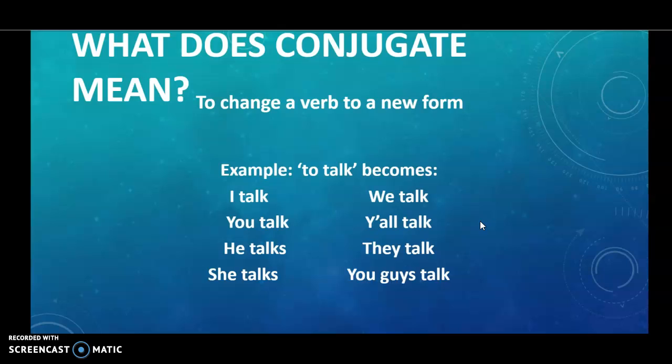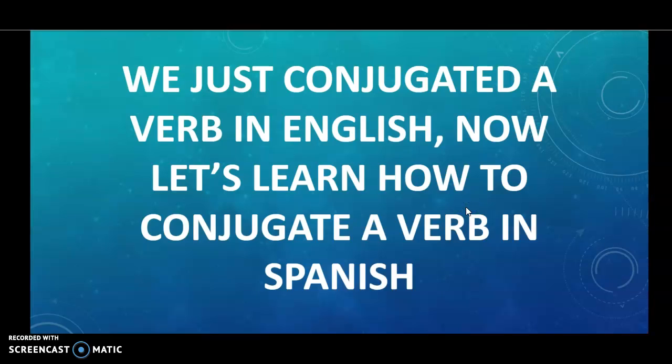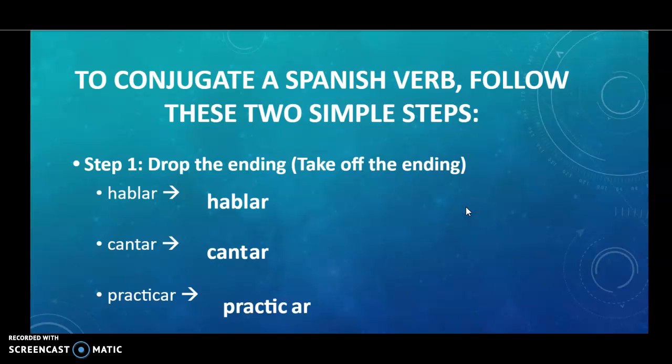So under examples in English, you're going to put to talk, and then next to it where it says becomes, that's where you're going to choose one or two or whatever you want there. Just make sure you understand that that is what's happening. So we have conjugated that verb in English. We took the verb to talk and we conjugated it to I talk, y'all talk, she talks. That is how you conjugate a verb. That's what it is in English. So we did that in English, but now let's figure out how we can do that in Spanish. It is super easy. It follows a couple simple steps.